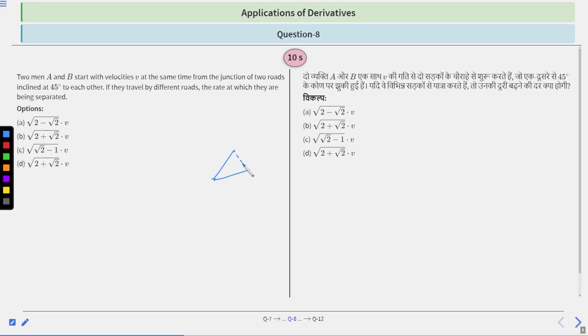Suppose this is y, we have to find the rate at which this y is increasing. Clear? We have to find dy by dt. Got it? So you have 10 seconds to solve this question. After 10 seconds, we will discuss the solution.